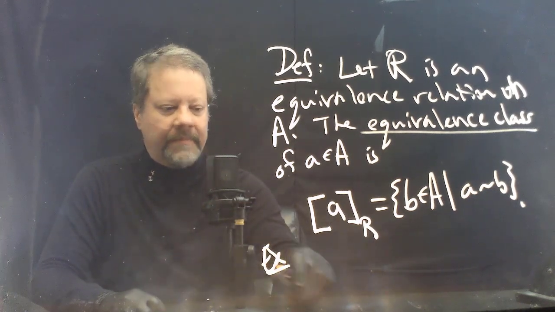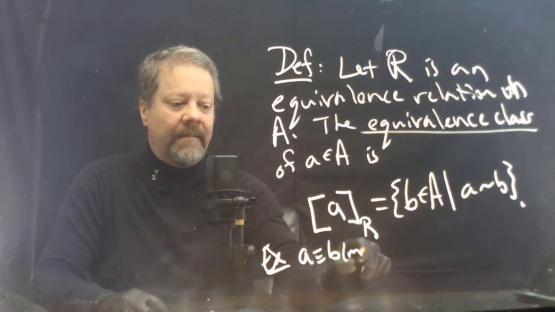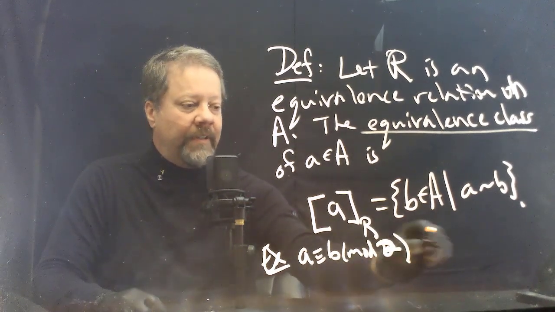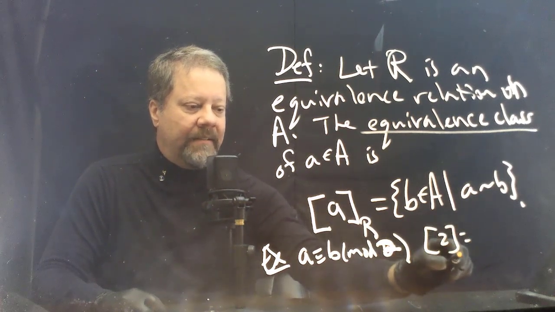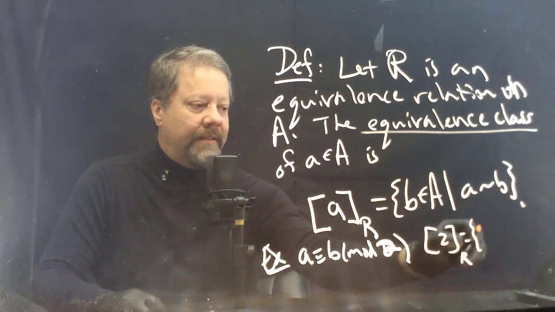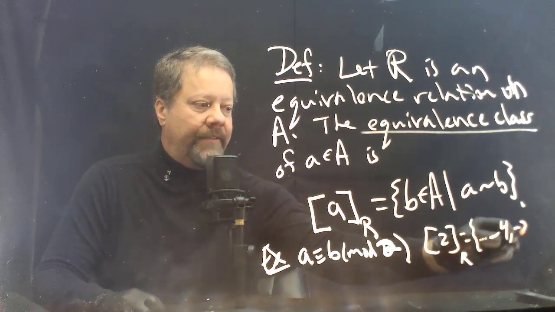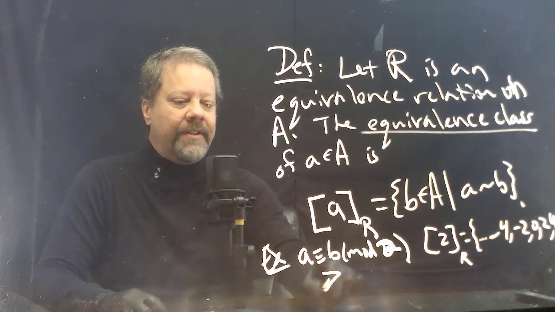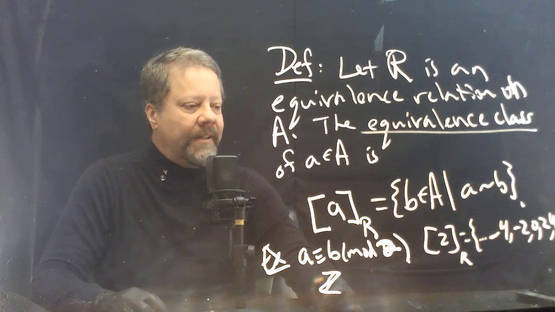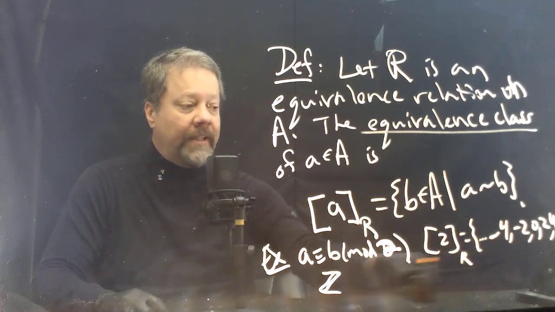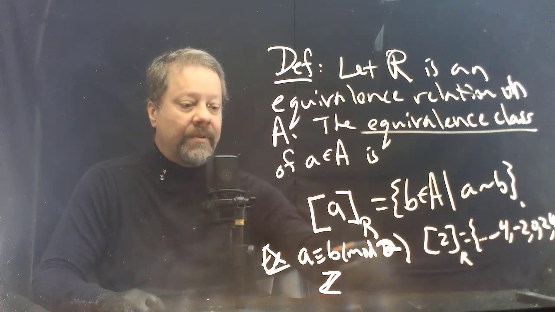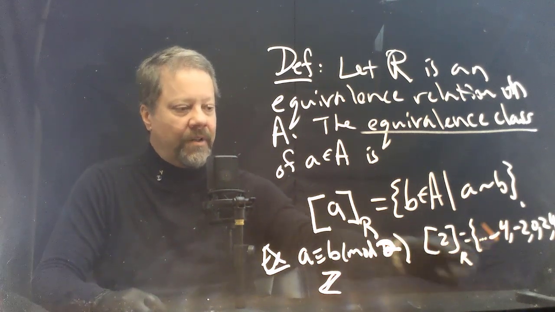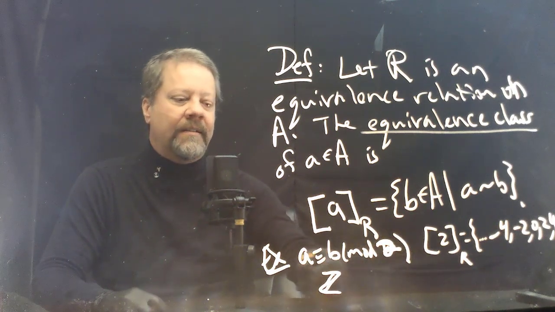So for example, suppose we're talking about A is equivalent to B mod M, let's say mod 2. Then the equivalence class of 2 under this relation will be -4, -2, 0, 2, 4, and so on. It'll actually be an infinite number of elements in the set of integers, the integers being the set that we're dealing with here. They're all equivalent to 2 mod 2. 0 is congruent to 2 mod 2, 4 is congruent to 2 mod 2, and so all of these are equivalent according to this equivalence relation.